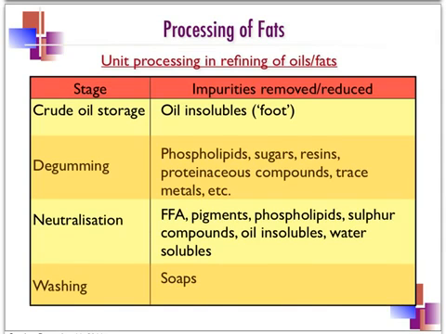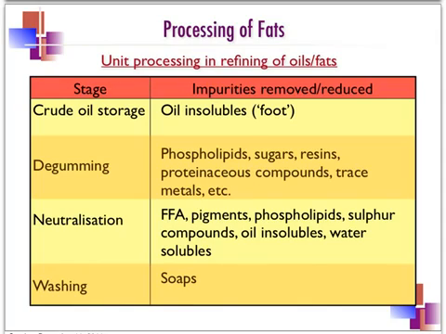Okay, now let's look in more detail at the various unit operations in the refining of crude palm oil. The crude oil usually is stored in a tank, and during storage it will separate into two layers, so the sediments, or the oil-insoluble part, sometimes called foots, can be separated out from the oil. Then the degumming process will remove the phospholipids, which are the gums, the viscous component in the oil, and also other components such as sugars, resins, proteinaceous compounds, and trace metals in the crude oil.